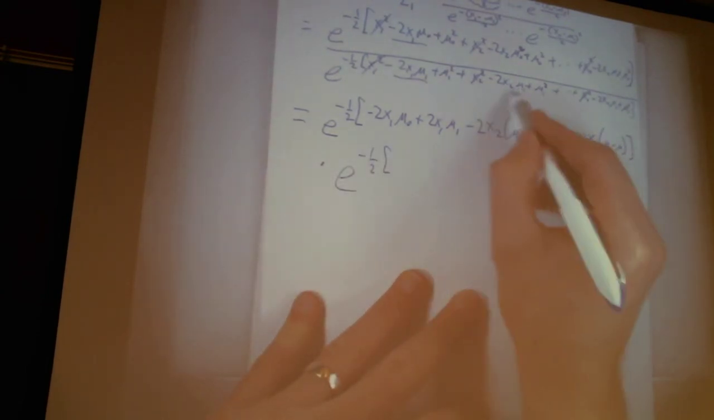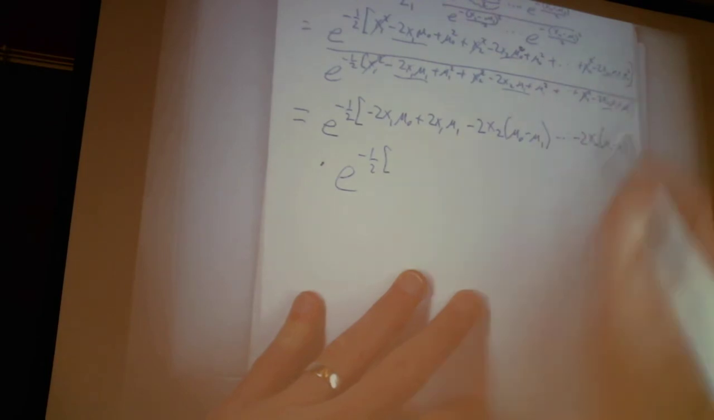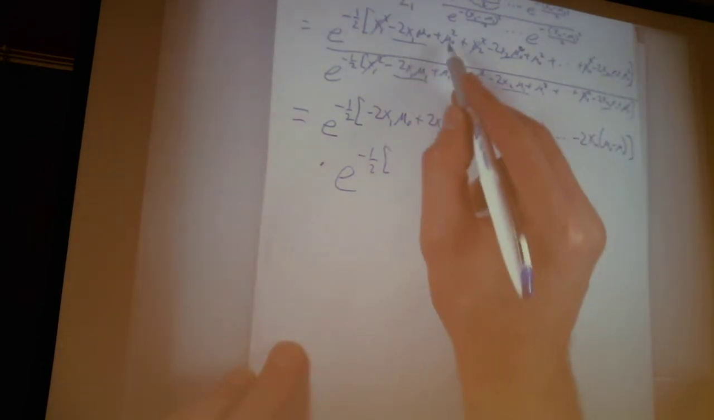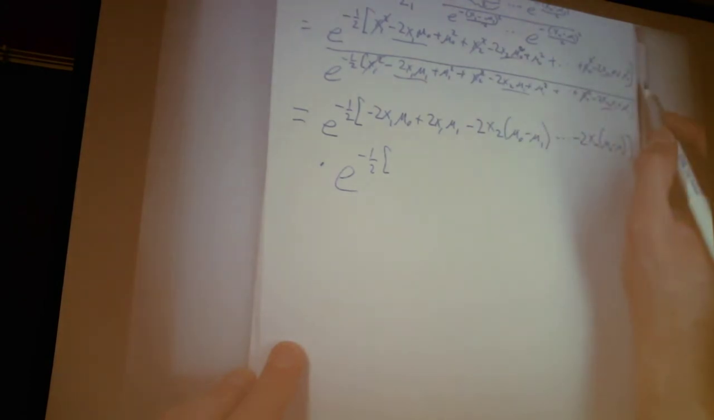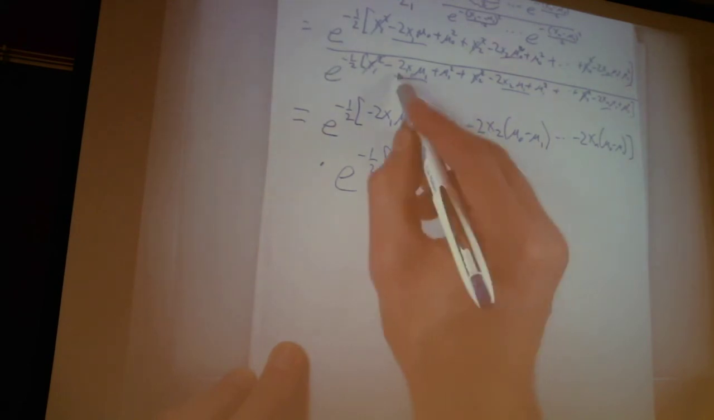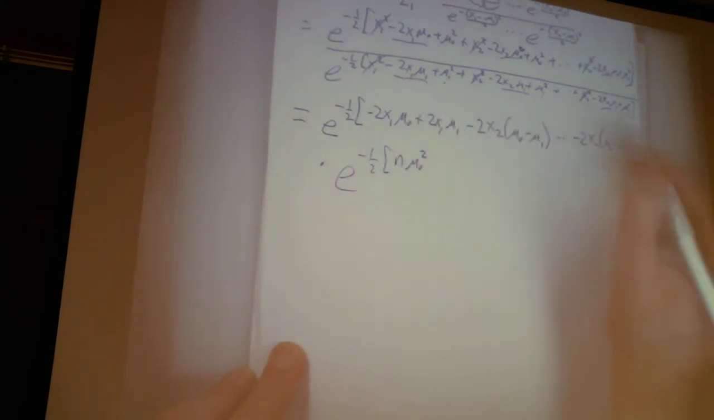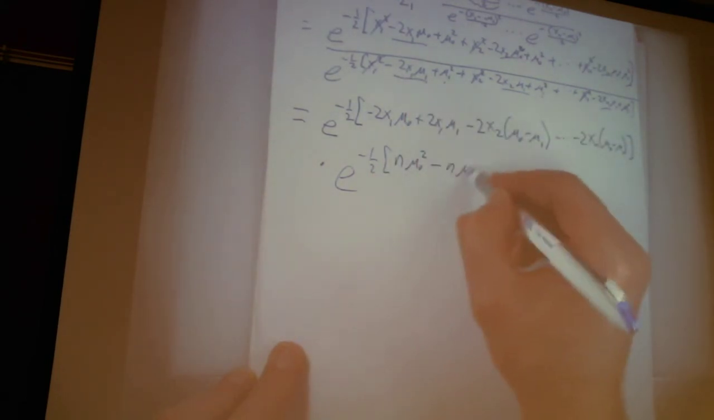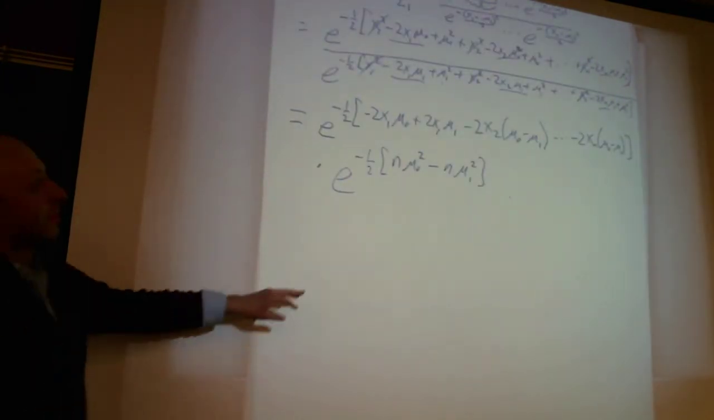That was only taking these terms into account. And what's left over is a mu 0 squared plus a mu 0 squared plus a mu 0 squared, n of these mu 0 squared. So that's n mu 0 squared. And in the bottom, I have a mu 1 squared and a mu 1 squared and a mu 1 squared. So that's minus n mu 1 squared. That is the ratio of the two likelihoods.